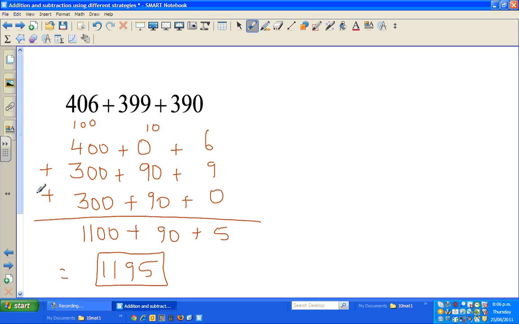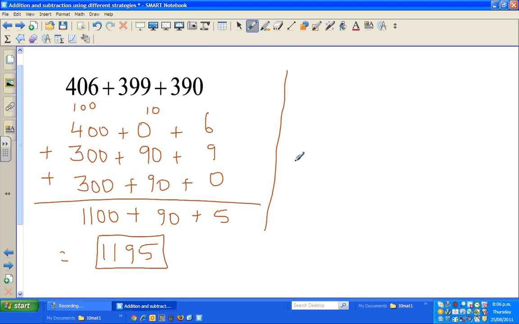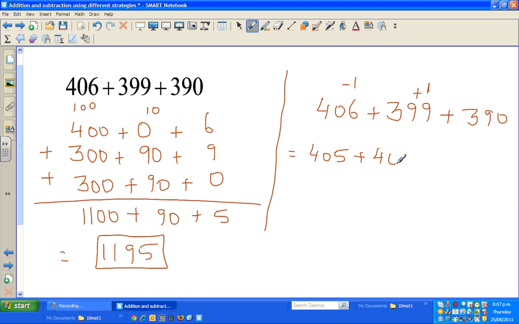Now, the next way of doing it is, let me write the question again. So this is 406 plus 399 plus 390. I'm thinking 399 is very close to 400. Why don't I make it 400? If I add 1 here, I have to take away 1 from this number or this number. It doesn't make any difference, so I'll take away 1 from here. So this becomes 405 plus 400 plus 390.